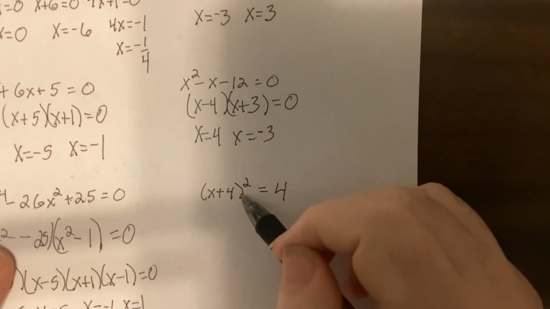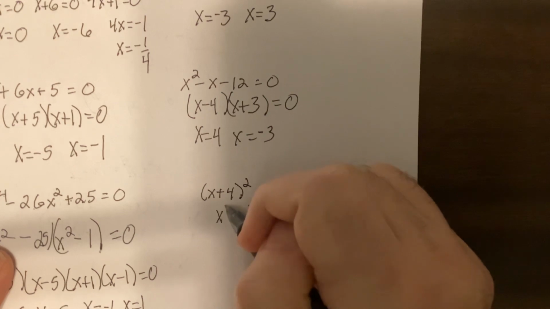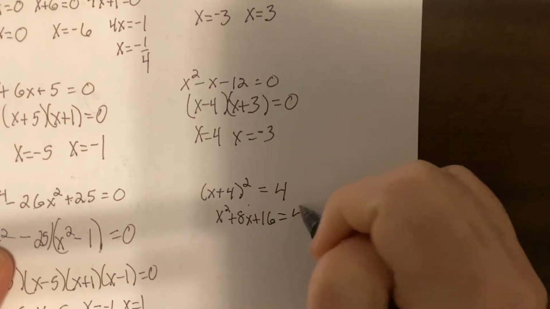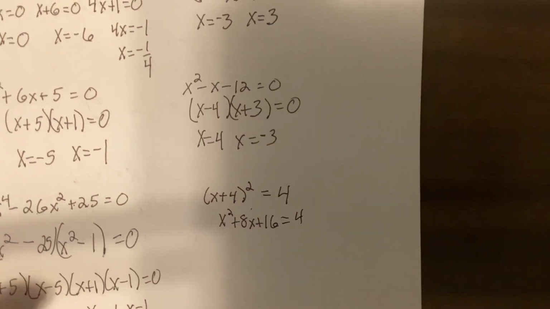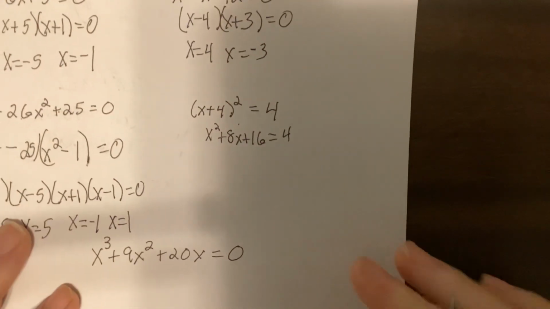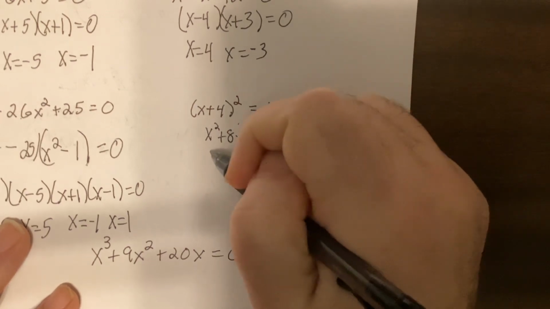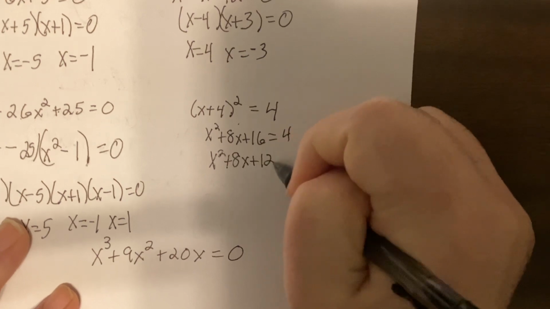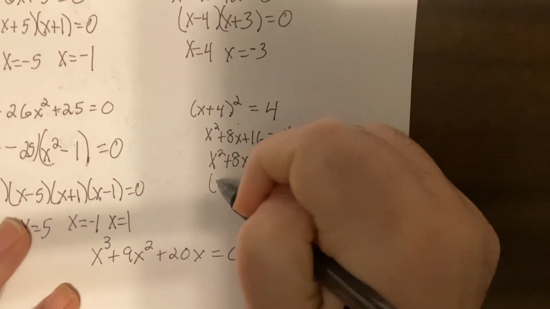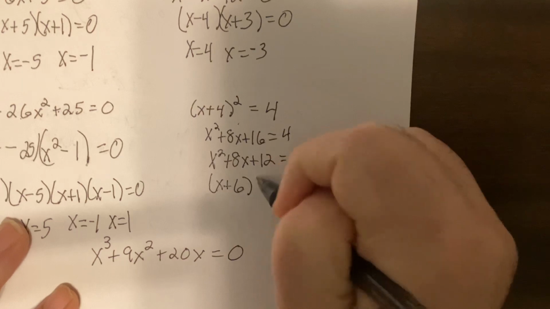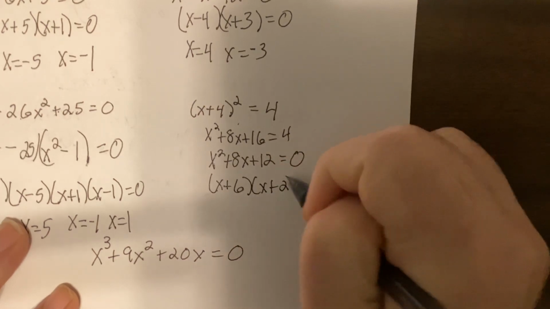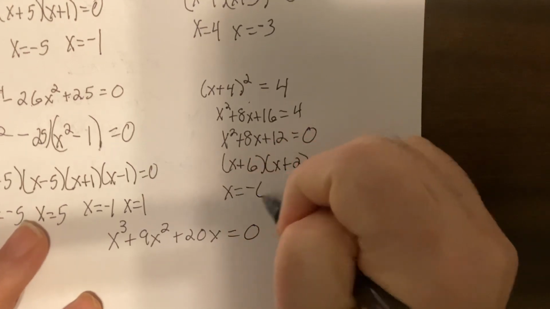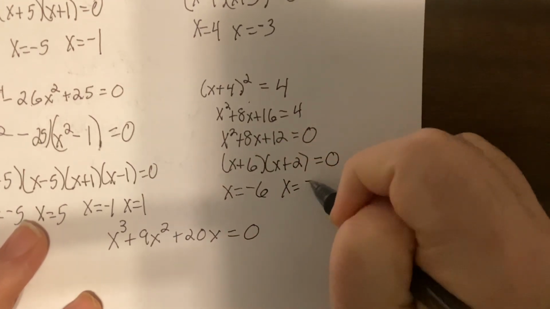Here, you could square root both sides, or you could FOIL this out, x plus 4, x plus 4. Subtract 4, then refactor it, and I'm really losing my voice. So x is negative 6, x is negative 2.